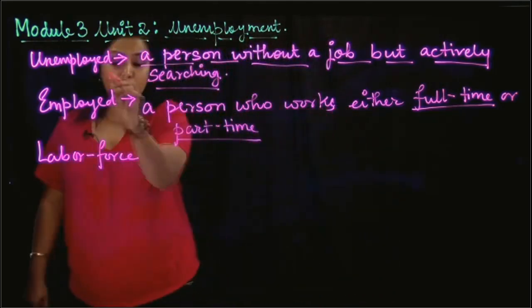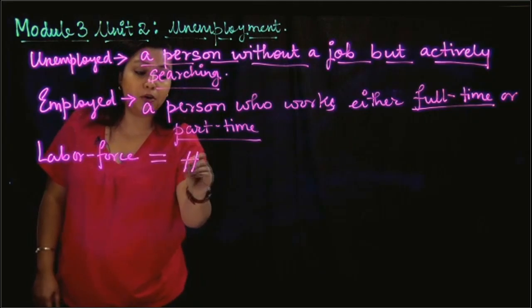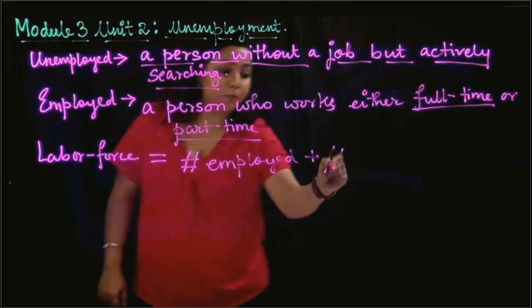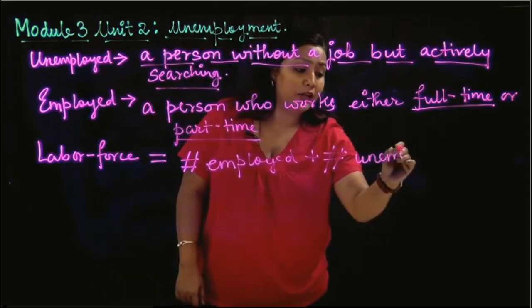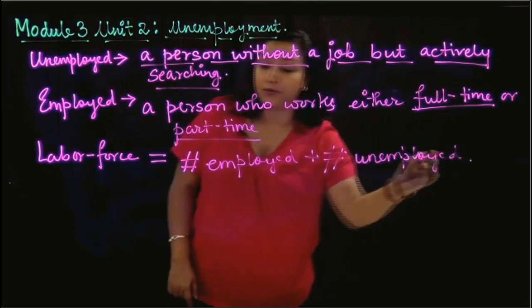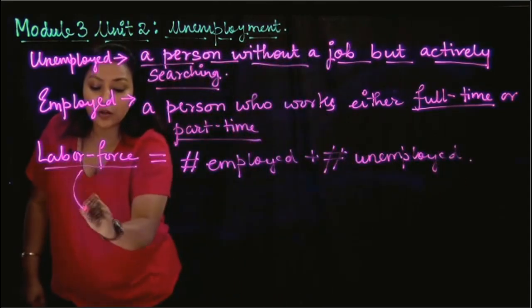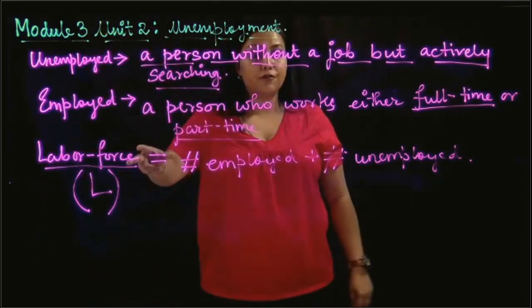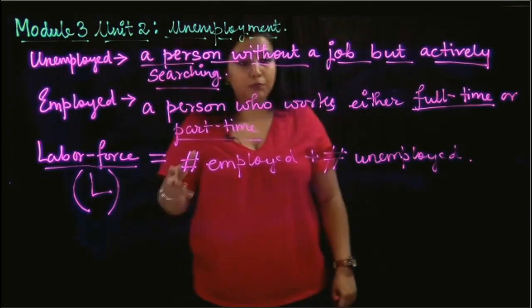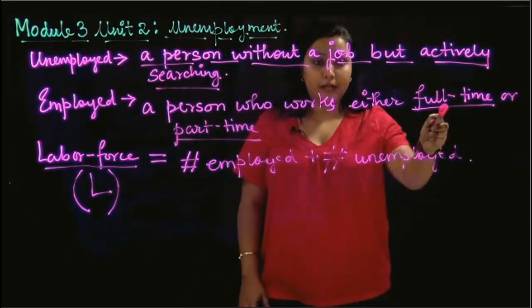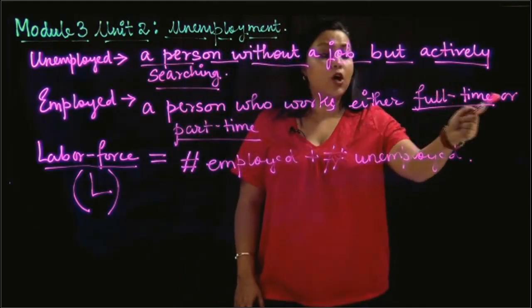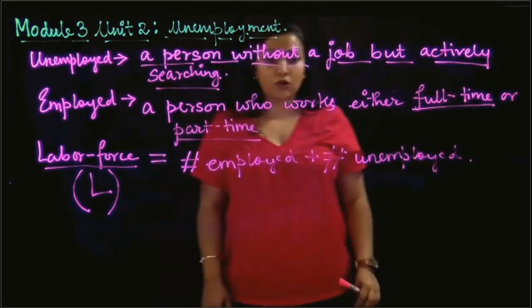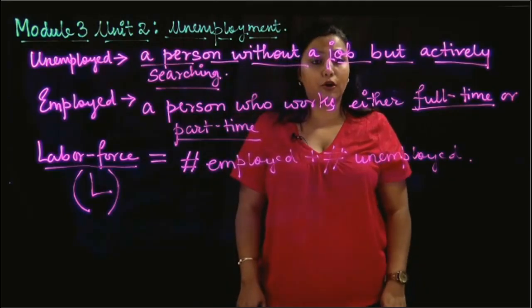And when you add these two groups together, when you add up the number of people employed and the number of people unemployed in a country, then you get the labor force of a country, where the labor force is denoted by the letter capital L. Okay, same as labor. So the labor force of a country is the total volume of people who are either working full time, that is at least 35 hours per week, or part time, that is at least 20 hours per week, or anybody who currently does not have a job but is actively looking for a job.